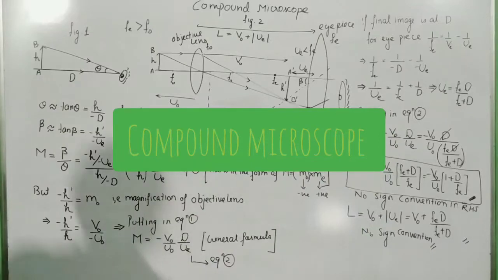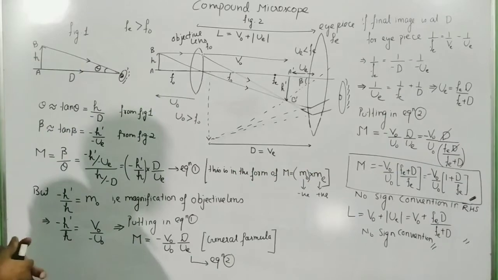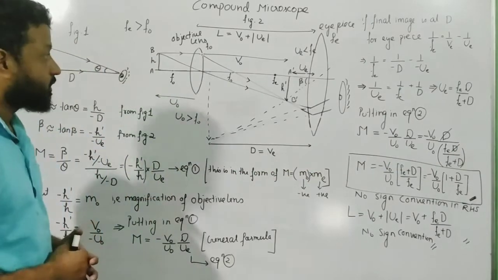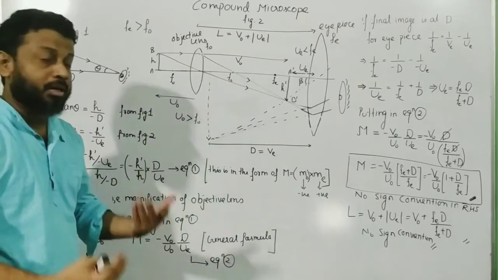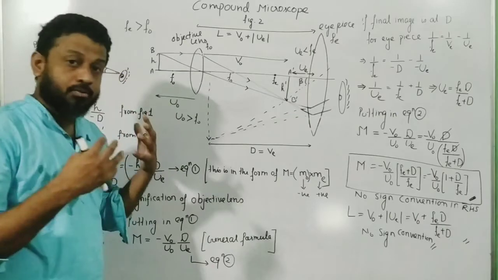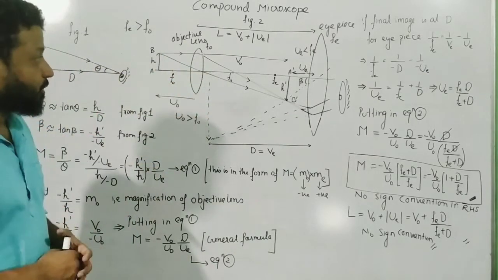Friends, today we are going to discuss the formation of image due to a compound microscope. Basically, in a compound microscope, it is a two-stage image formation, and the image gets magnified twice, and that is the reason why it has such a very high magnification factor. Now, let us try to understand the formation of image over here.